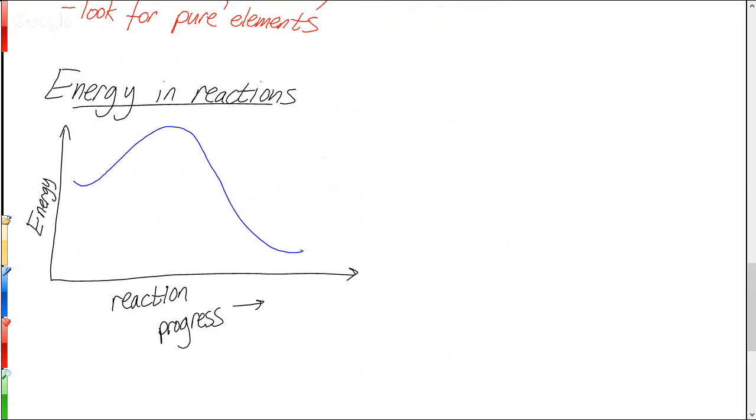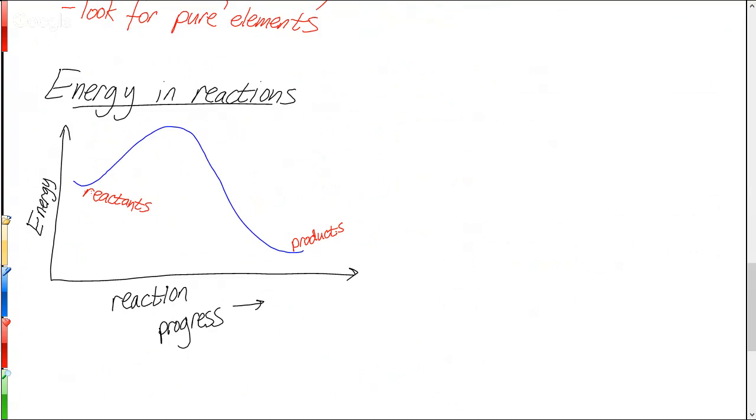So the reactants are right here. There's our reactants right there at the beginning of the graph. We would say that's the energy level of the stuff on the left side of the equation. And that means that over here are the products, the stuff on the right side of the equation.